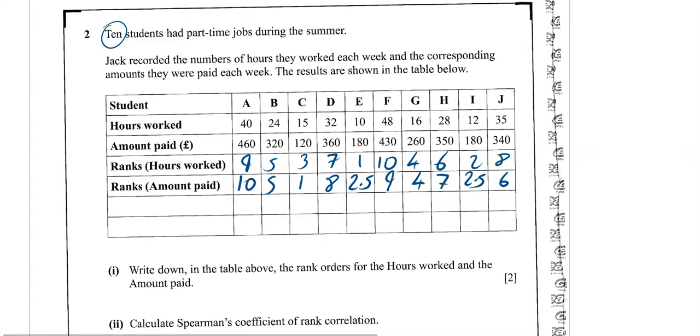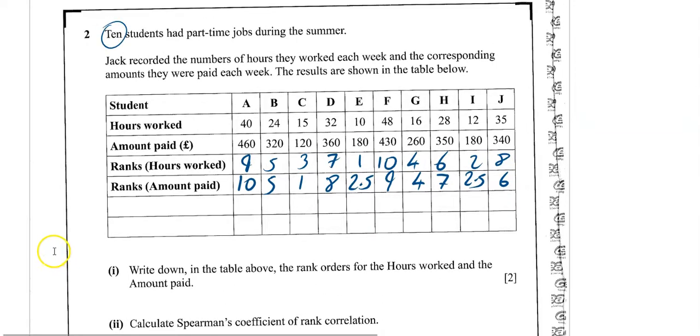Okay, if we just have a look at these, we can see there does seem to be some sort of correlation. The smaller numbers, the bigger numbers there, 9 and 10, they're fairly close. 5 and 5, they're spot on. 1 and 3, still fairly close numbers. 7 and 8, fairly close. 1 and 2.5, fairly close. 10 and 9, fairly close. 4 and 4, perfect. 6 and 7, fairly good. 2 and 2.5, almost perfect. 8 and 6 are fairly close. So I would expect there to be a strong correlation. So just to have an idea in my head of what's going on.